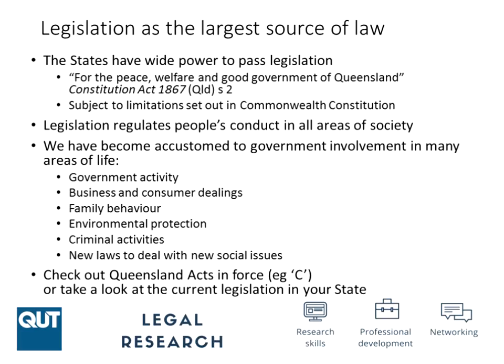So if we look at legislation as a source of law, as we discussed earlier in the program, states have wide power to pass legislation for themselves. If you go into the Constitution Act, for example, this one's for Queensland, the purpose of legislation is for the peace, welfare and good government of Queensland, and that's in Section 2 of the Constitution Act 1867. The states are subject to the limitations as set out in the Commonwealth Constitution.